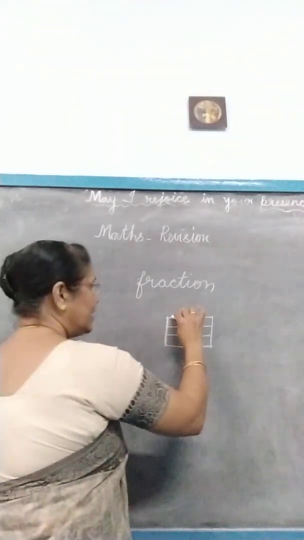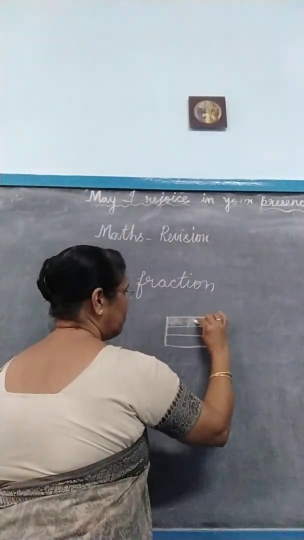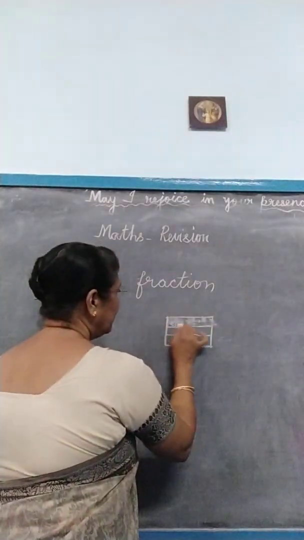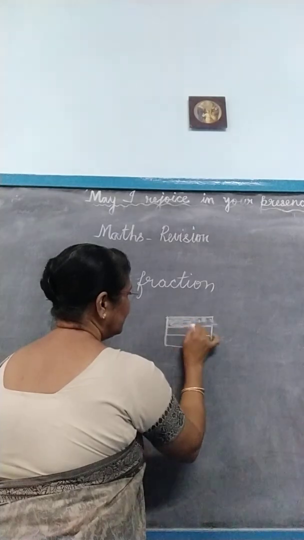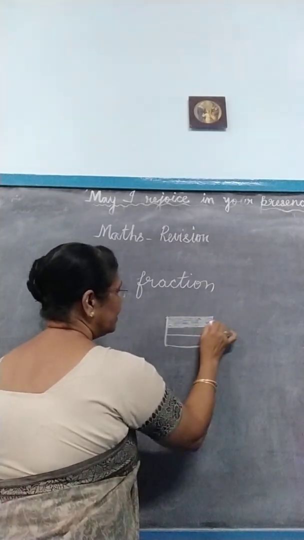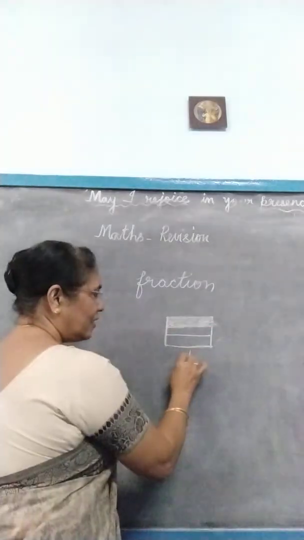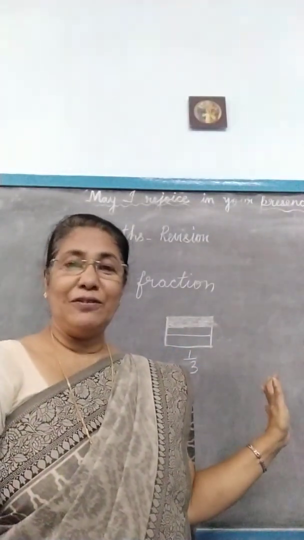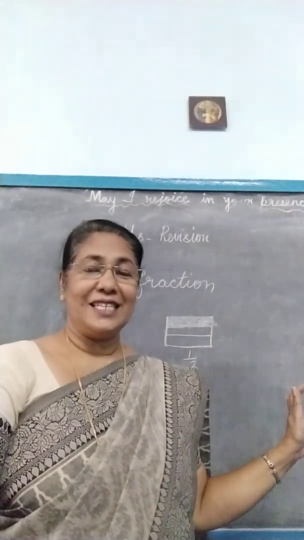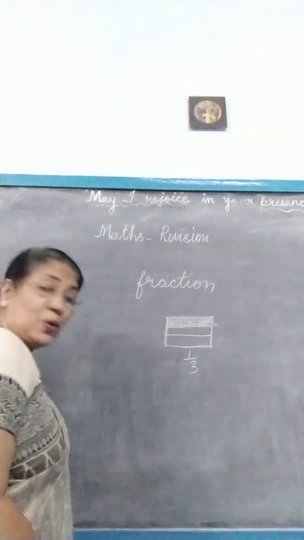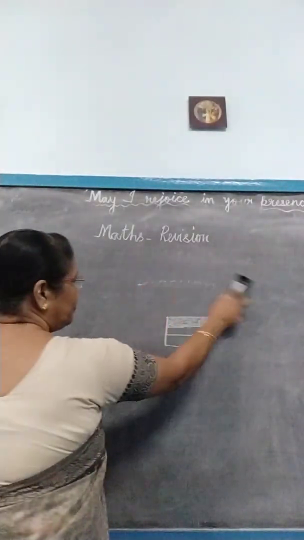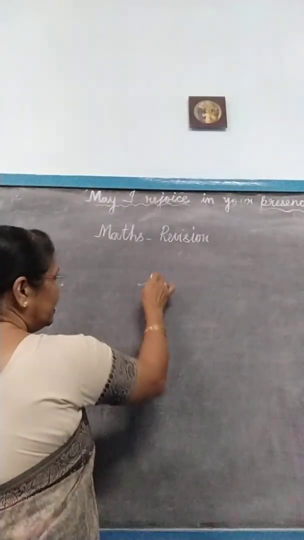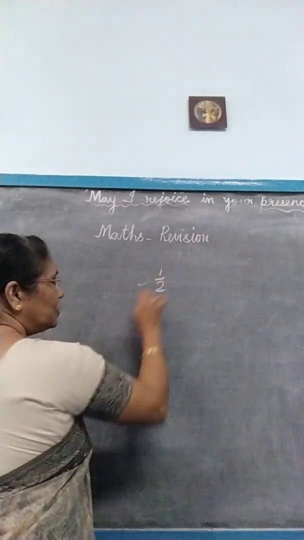So how do you shade it? You only shade one part. Any one part you can shade. Like this you can do it, and you write the fraction as 1/3. So all that is clear with you, I know. Now, I'll show you how to write 1/2. 1/2 means half. This is the fraction of 1/2.